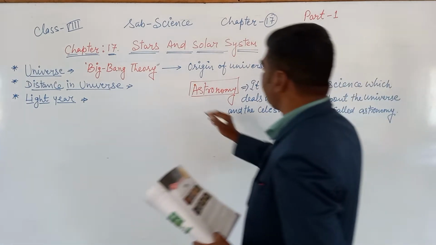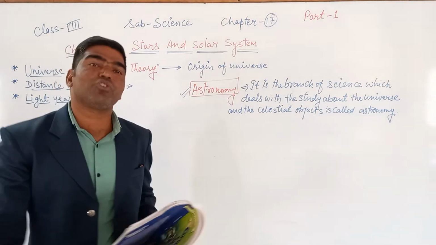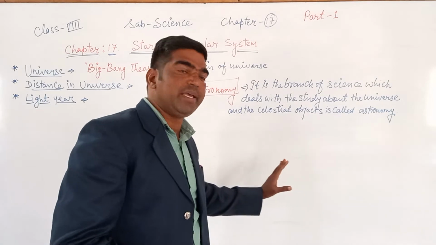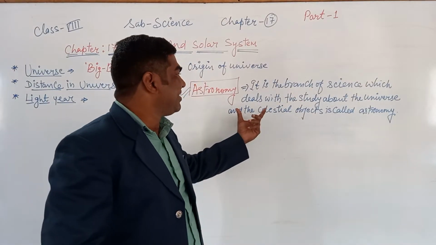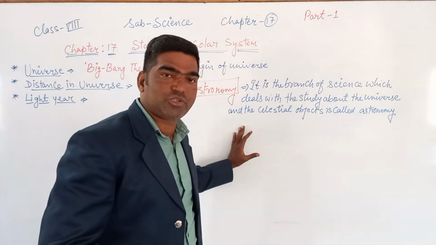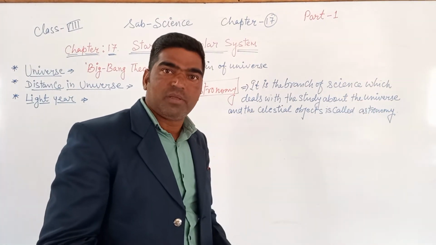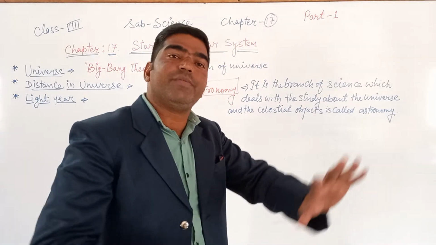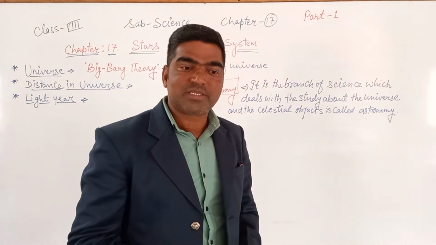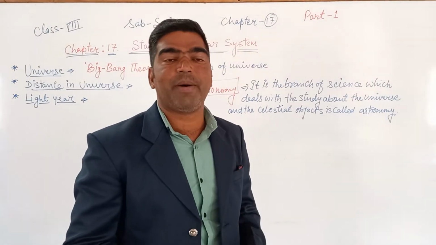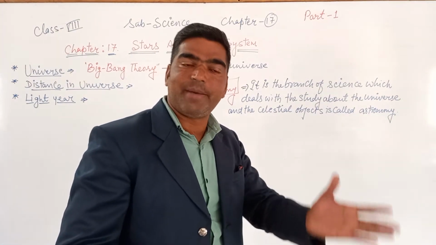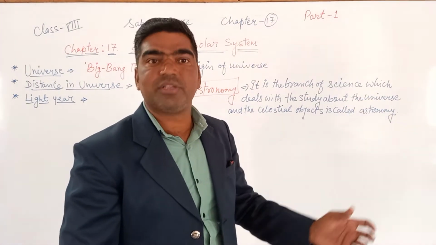Okay, so astronomy is a branch of science. The branch of science which deals with the study of the universe and the celestial objects is called astronomy. That is, a branch of science in which the universe is studied, and all the celestial objects: the study about all the planets, meteoroids, natural satellites, the sun, the moon, the Earth and different planets.